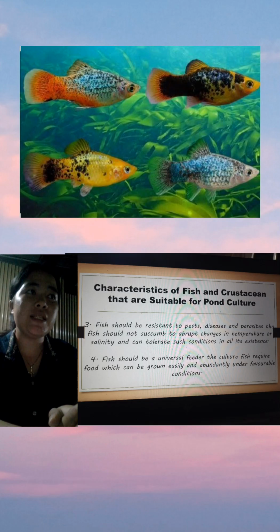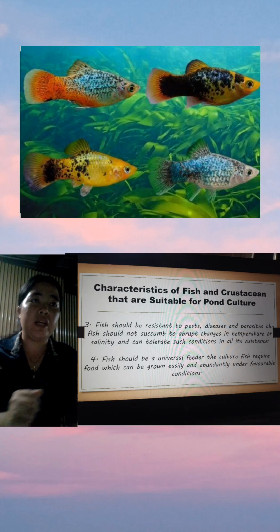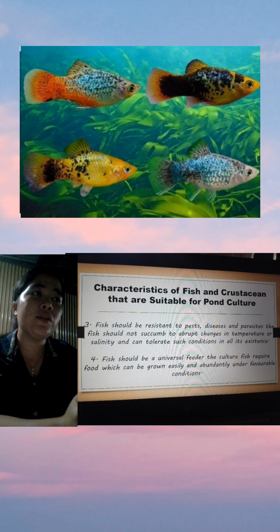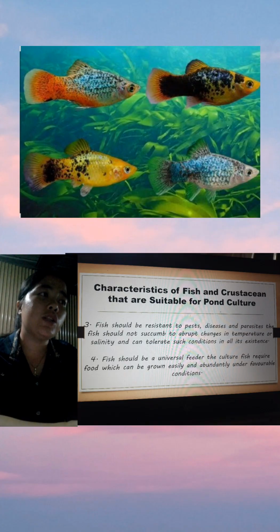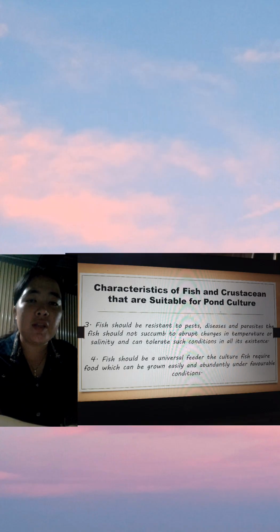Third, fish should be resistant to pests, disease, and environmental changes. Pond-raised fish may face temperature fluctuations, water salinity changes, and disease outbreaks. Resistant species survive these conditions better. An example of this is tilapia, with high tolerance of poor water conditions, and mud crab, with resistance to some environmental changes and disease. The fourth one is that fish should be universal feeders. Fish that eat a wide range of food are easier and cheaper to raise. They can feed on natural pond food, algae, plankton, and supplemental feeds.